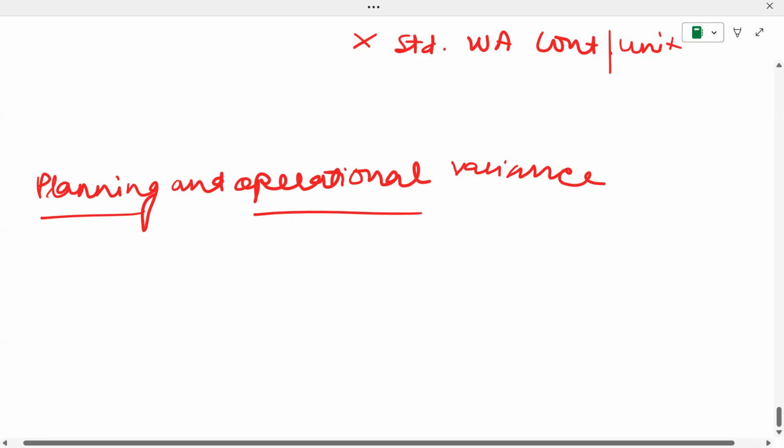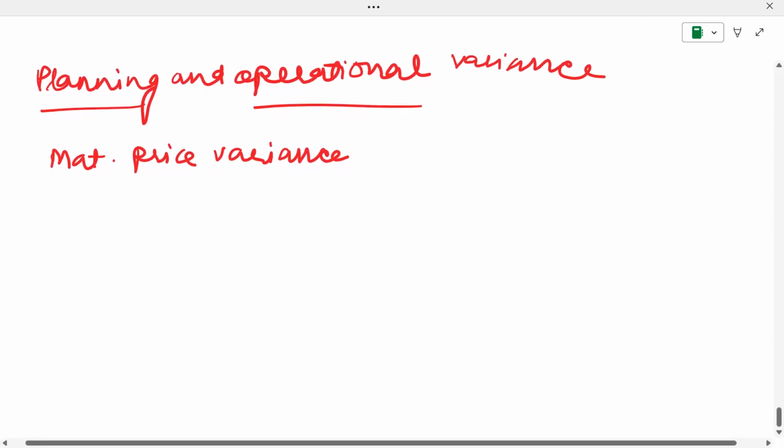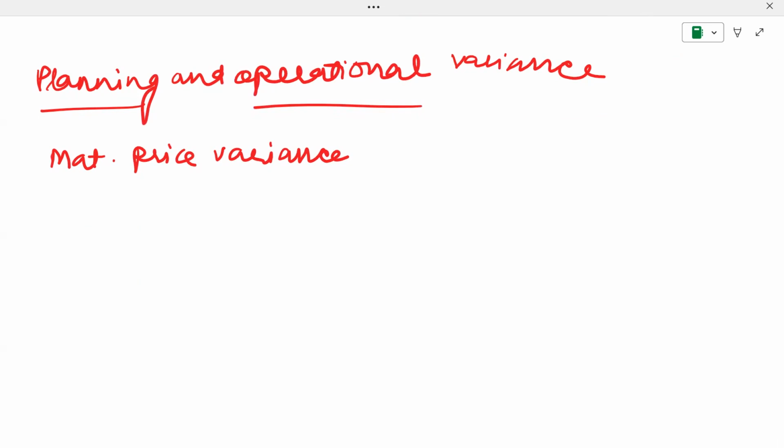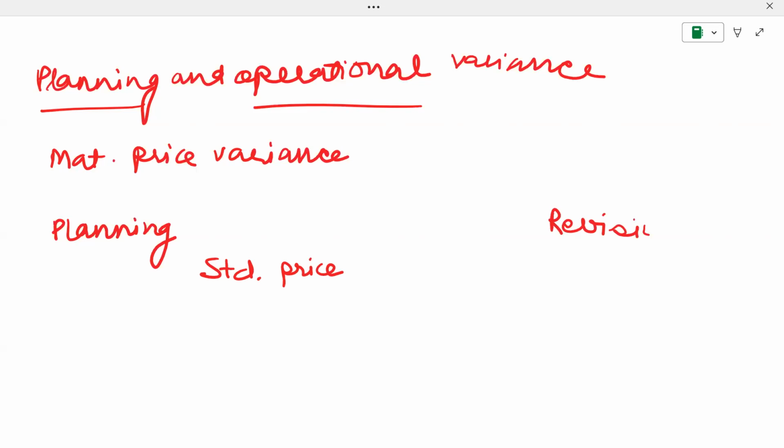So first of all, we had learned the material price variance. So let's talk about that. Material price variance. Basically we are just finding out that out of the total material price variance that we have, how much of this variance is because of the planning department and how much of this is because of the operations managers and the people who are actually carrying out the operations. So if I talk about the planning variance, the planning guys were supposed to set the budget or the standard. So they set a standard price. But what actually should have been the price according to the revisions in the standards, which they did not do, so that should have been the revised price.